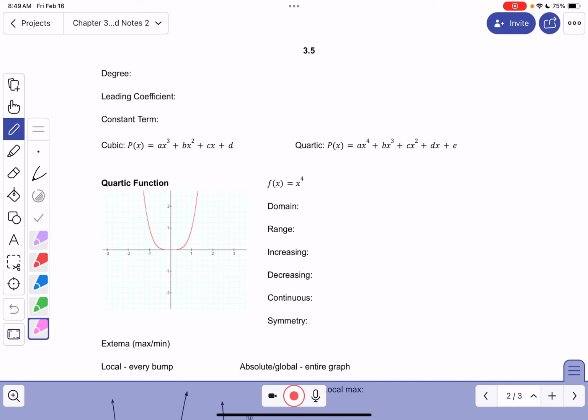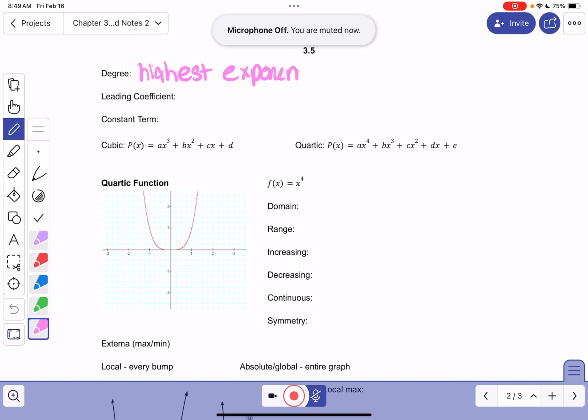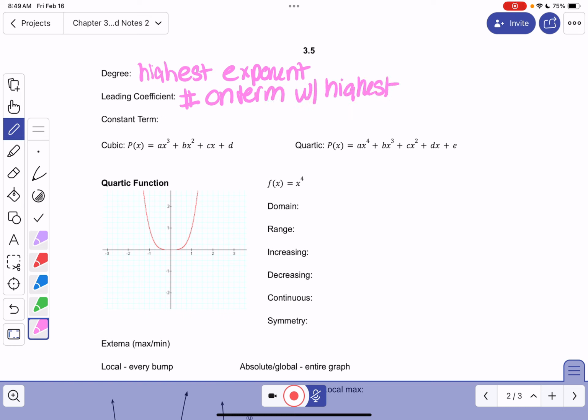The degree of a polynomial is the highest exponent. So you can have a whole bunch of exponents, but we only talk about the highest one. The leading coefficient is the coefficient, or the number, on the term with the highest exponent. And then the constant term has no variable.